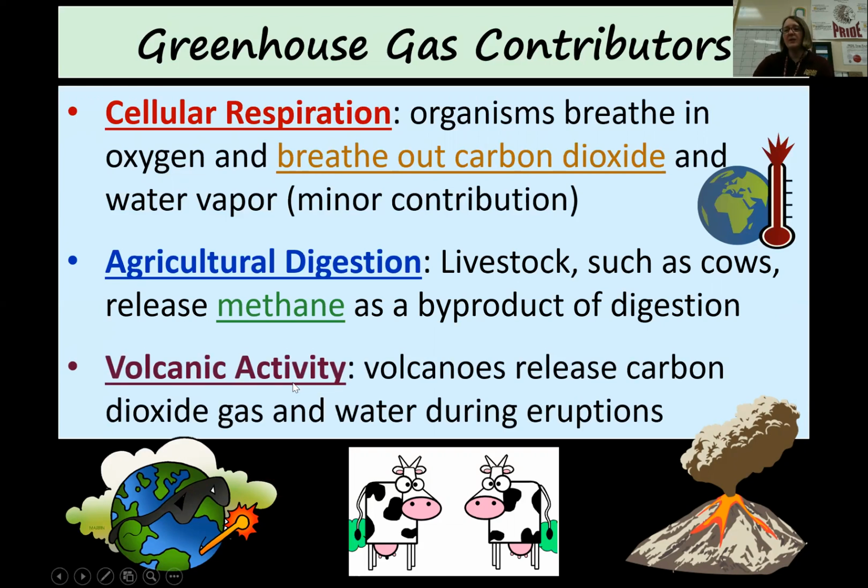And then volcanoes. Once again, a lot of these we can't control, guys. Livestock farting, us breathing. None of these are we saying are bad at all. They're just facts that say, hey, these are ways that CO2 is being released. And volcanoes are not something we can control. Volcanoes are going to erupt, and when they do, they're going to release a large amount of carbon dioxide and water into the atmosphere at one time.